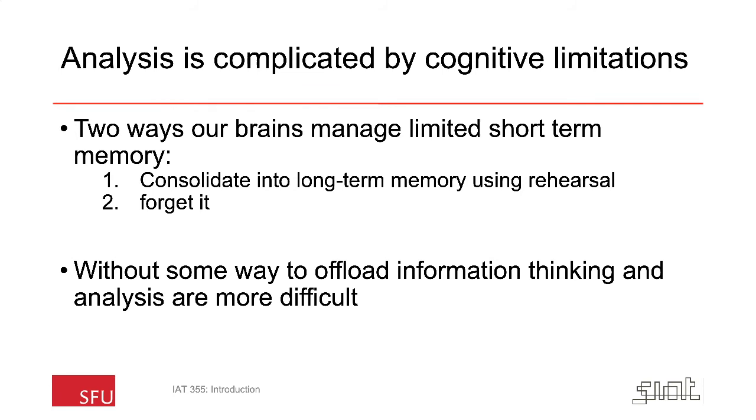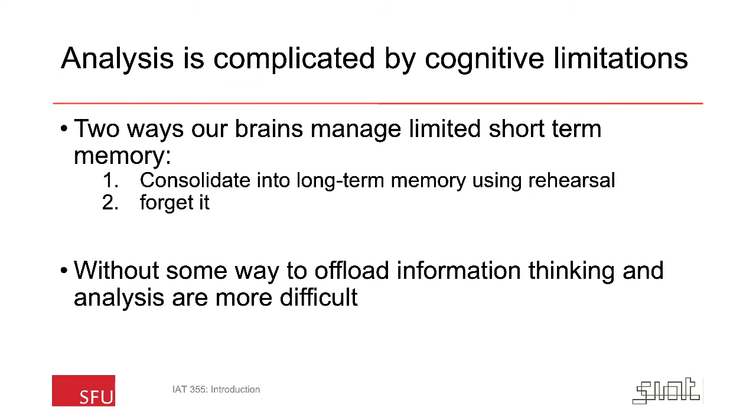So analysis, however, the reason why we need visual analytics and visual analysis is that analysis is often complicated by our own individual cognitive limitations. These are cognitive limitations that all of us have to some degree. And one of the major limits that we have, I'm sure you remember this from other courses, is that our brains manage limited short-term memory by doing one of two things. One is to consolidate into long-term memory using rehearsal, or perhaps there's something salient in the information you're trying to remember that makes it easy to remember, or you forget it.